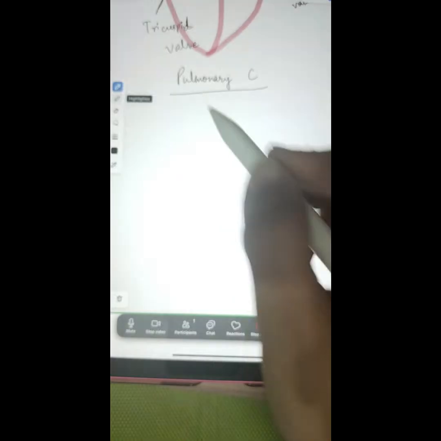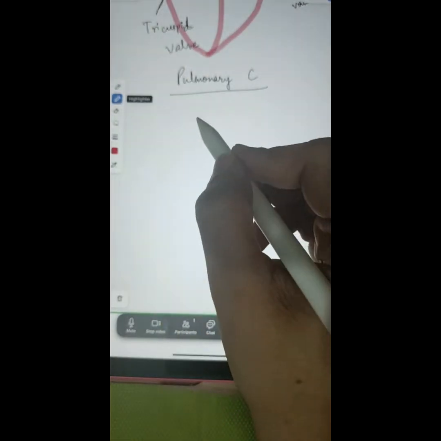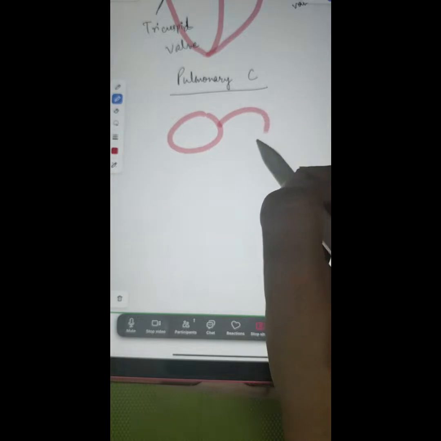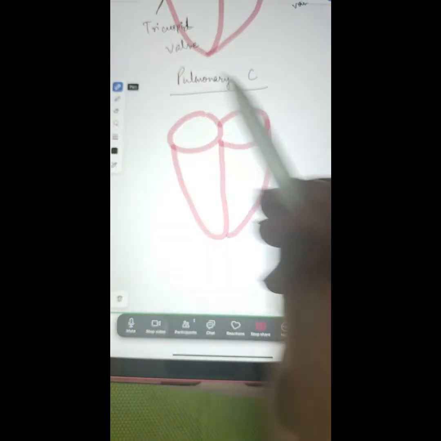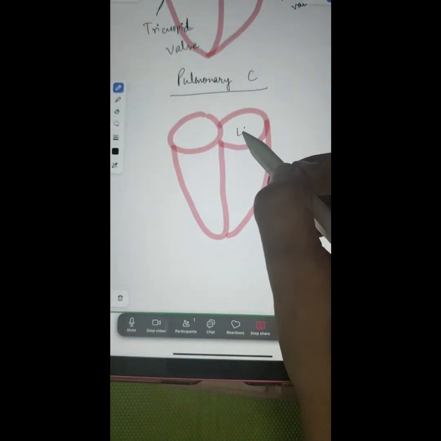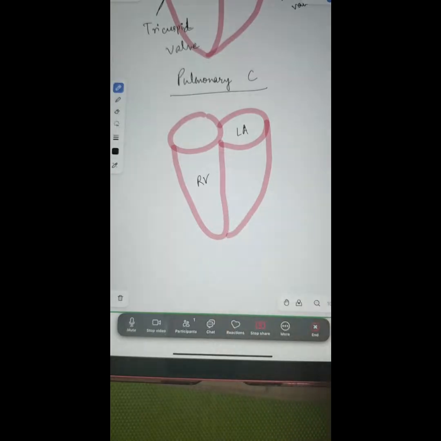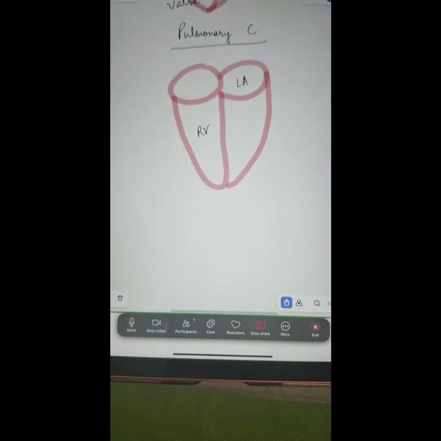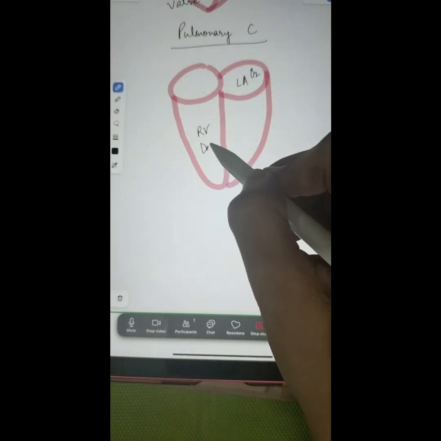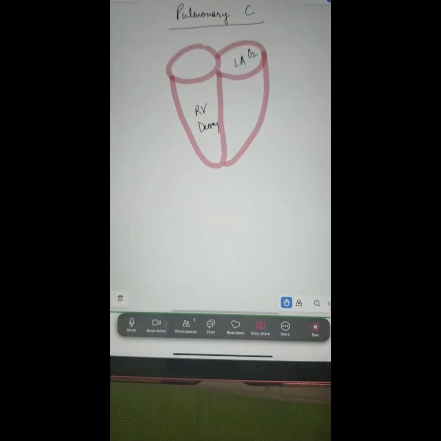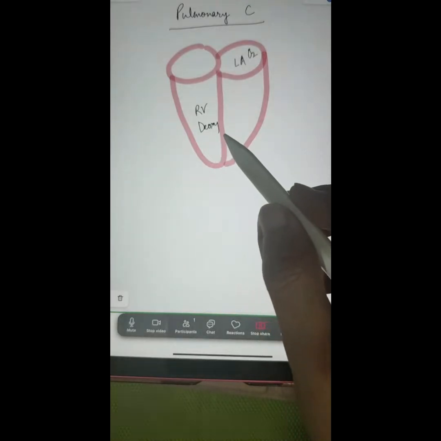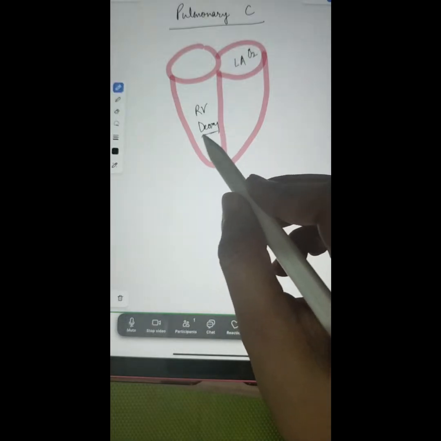Pulmonary circulation. Again make the diagram of the heart, and this time I will be labeling only left auricle and the right ventricle because only these chambers are included. Remember, this will be having oxygenated blood and this will be having deoxygenated blood. Let's start with the understanding part first and then I'll write for you. So right auricle, right ventricle has deoxygenated blood.